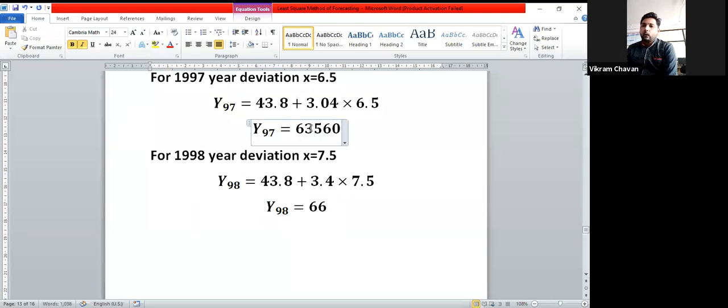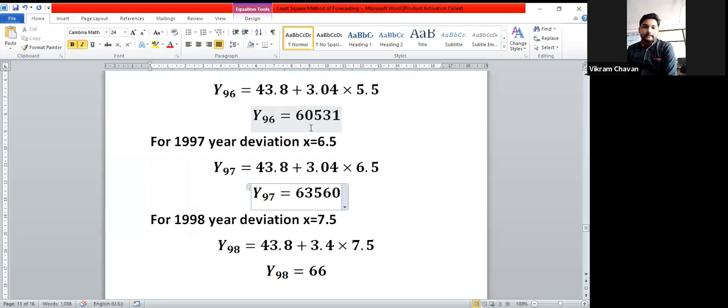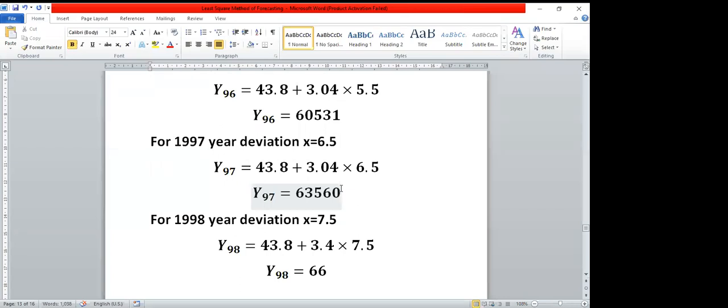Kindly let me know the Y96 and Y97 values. Yasar has put a value in the chat box for 96, that is 60531. Kindly check whether this value is correct or wrong. Then also calculate Y97, whether 63560 is the right value or you have another opinion about this.